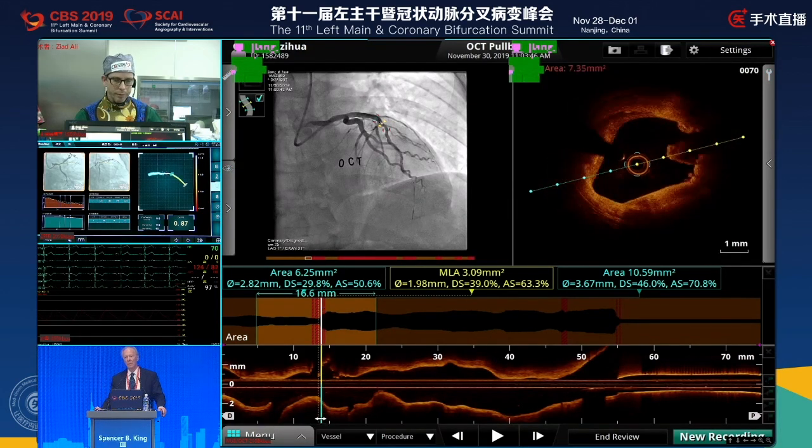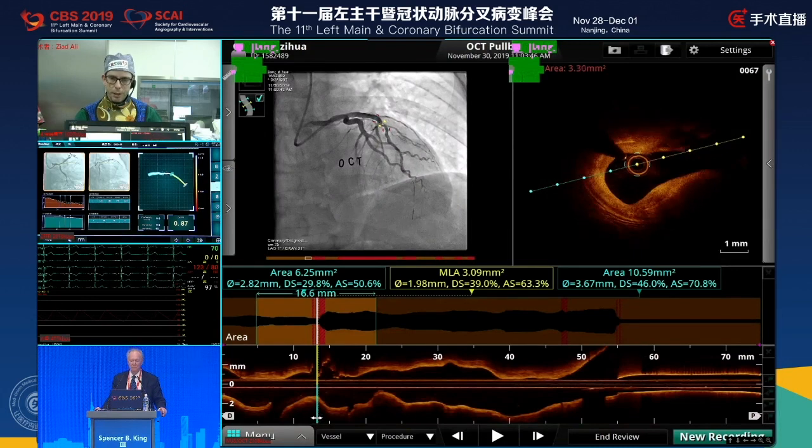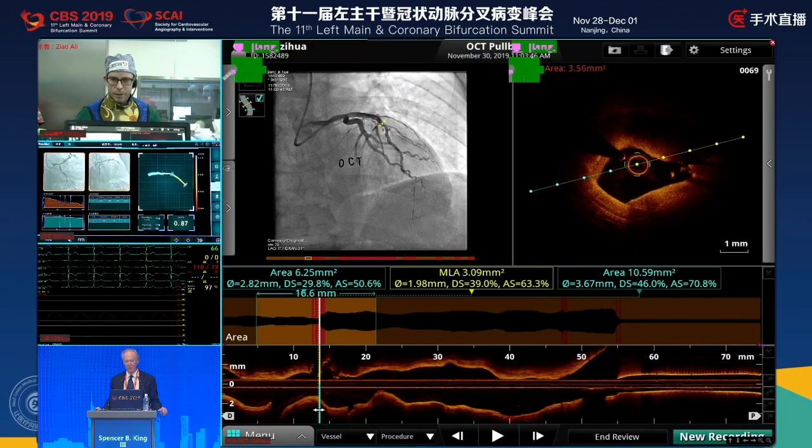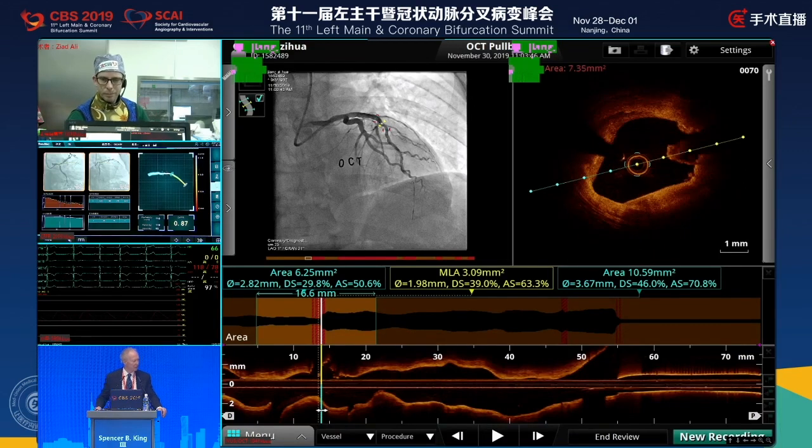And just corresponding to the FFR findings and the Angio-FFR findings, the minimal luminal area in this patient is 3.0 square millimeters, so above the 2.5 threshold in an LAD. So the chance that FFR would be positive is very, very small, also related to the OCT findings. So a very nice case for discussion.